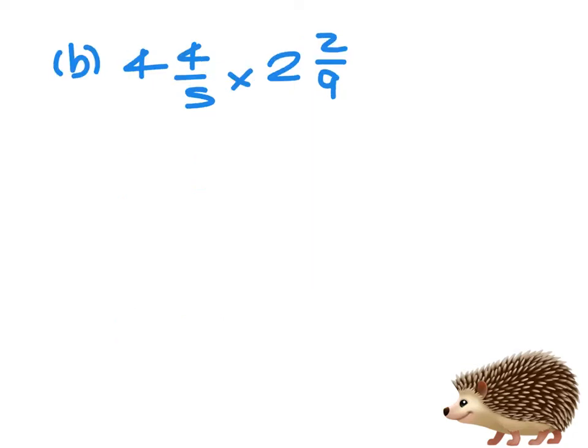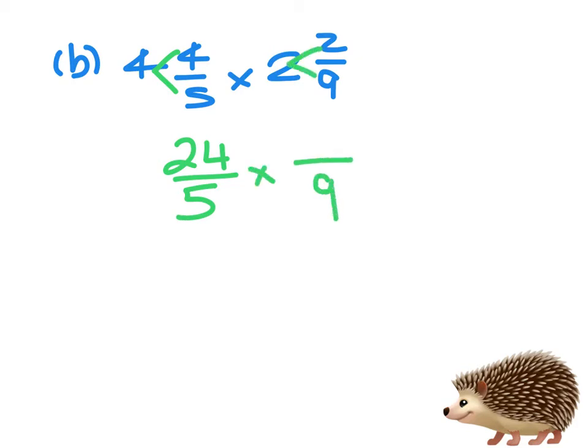Part B, multiplying fractions. Well, we know to make them top heavy. So 5 times 4 add 4 is 24 over 5. Do the same with this fraction and do a little bit of cancelling. So you should find that the 24 and the 9 cancel, the 5 and this number cancel, get your final answer.